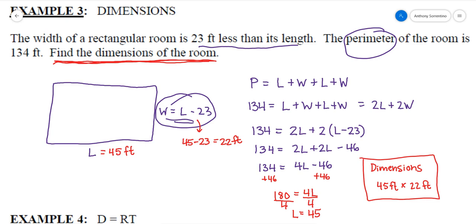So always make sure to go back and make sure the question that was asked is the one that's being answered. Don't say, okay, find the dimensions of the room, and you say 45 feet. Well, that's one dimension. What's the other one? So make sure you know what the dimensions are, make sure you know what's being asked, and answer the question being asked.